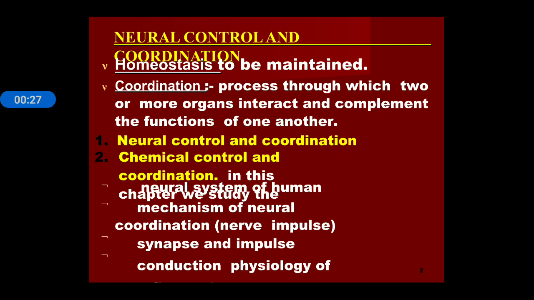So, first, why is neural control and coordination required, and what is neural control and coordination? What does the word control and coordination represent here? All of our body activities are under the control of the human brain, meaning digestive system, respiratory system, circulatory system, all function under the control of brain.